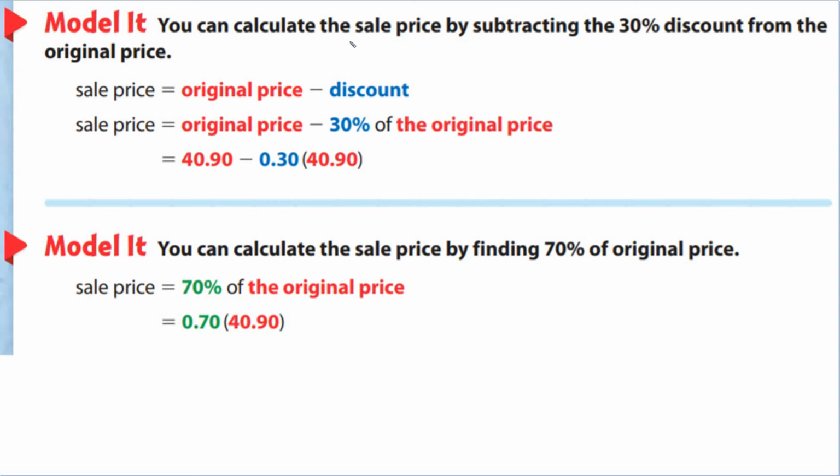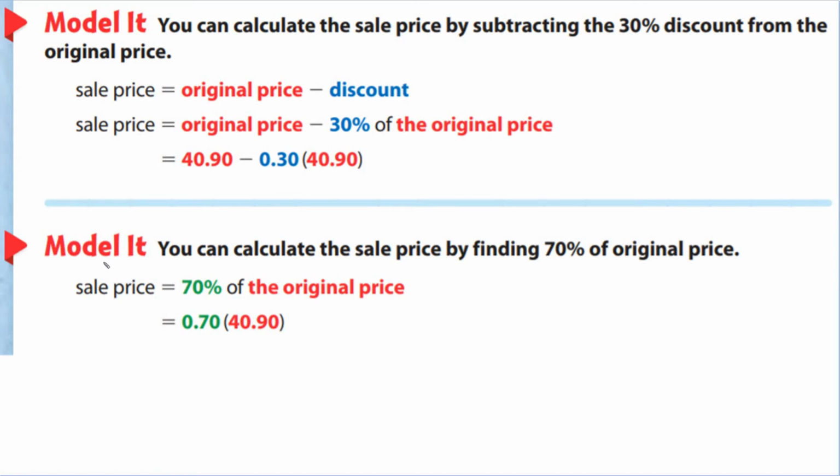Let's model it. You can calculate the sale price by subtracting the 30% discount from the original price. So the sale price is the original price minus the discount. Again, the original price, which is $40.90, minus the 30% of the original price. So this is where the two steps come in. You have to make sure that you take the 30% off first, then subtract it from the original.